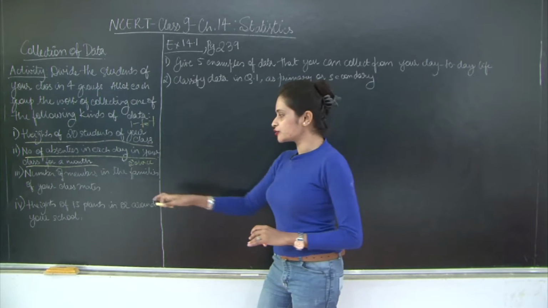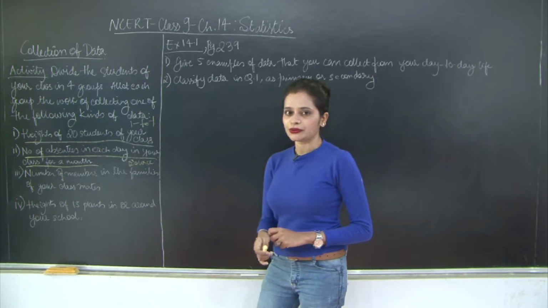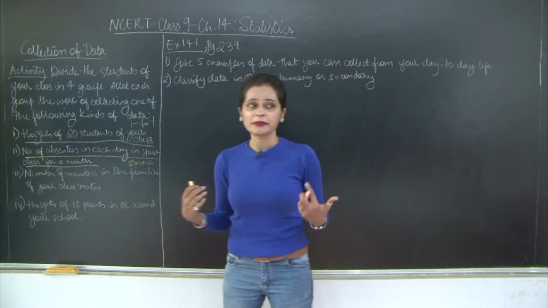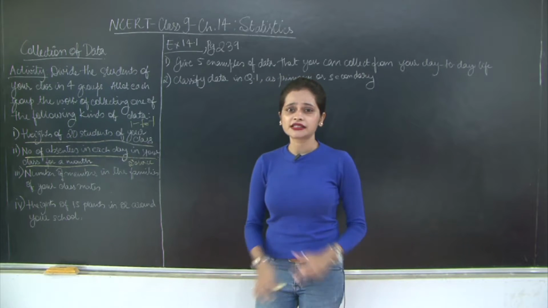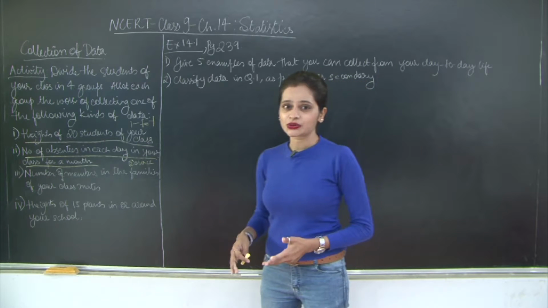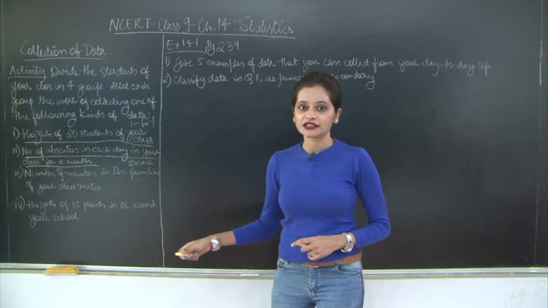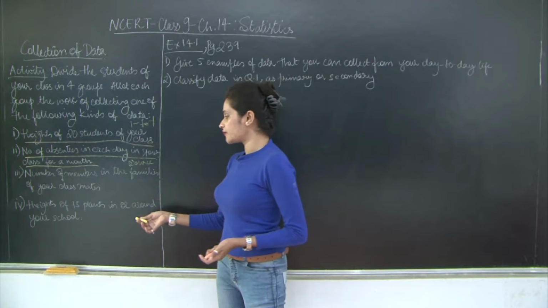Now let's move on to the fourth one. Heights of 15 plants in or around your school. Do you think this is possible? There will be like several plants. In my school, I remember there were huge trees and thousands of plants, a lot of greenery. Believe me, even if there would have been a group of 20 students, it wouldn't be possible for us to go manually and check the height of each plant. So I would have, or the group would have gone to the gardener and asked for this information.